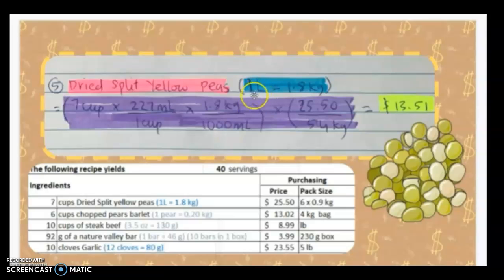I use, instead of 1 liter, I use 1000 ml because we want the units to match, and times the unit per price, price per unit, sorry, which is 25.50 divided by 5.4. I simply multiplied 6 by 0.9 and I got 5.4 kgs. And when I put this equation into my calculator, I get 1351. Let's try that on our Excel.